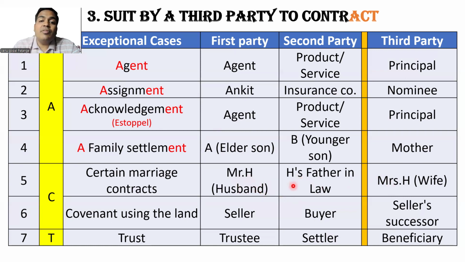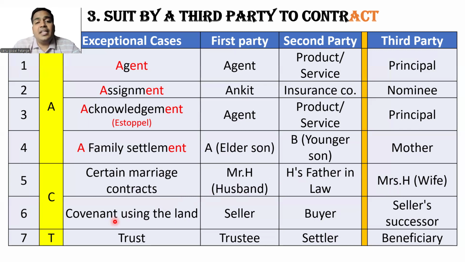The contract is between Mr. H and H's father-in-law. Although Mrs. H is a stranger to the contract, she can go to a court of law based on the legal contract entered between Mr. H and H's father-in-law. Next, we have covenant. Covenant is nothing but a condition pertaining to the use of land.